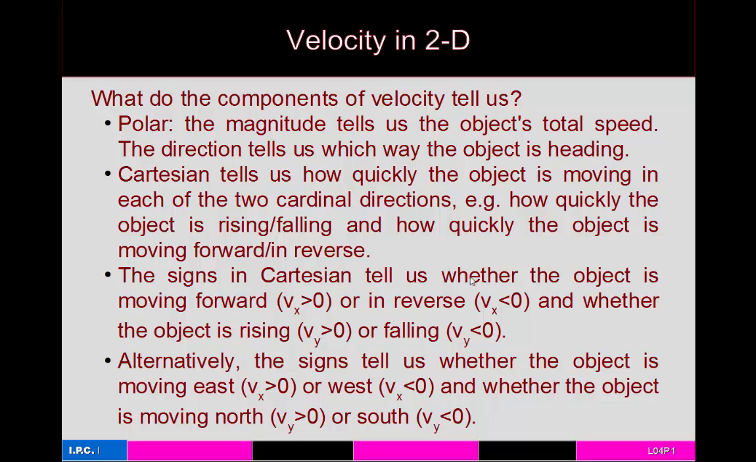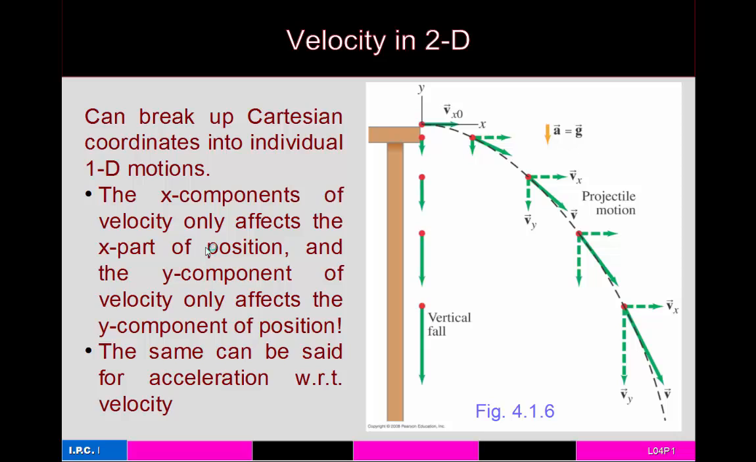Now the signs in the Cartesian actually are telling us whether the thing is moving forward or in reverse, and whether it's rising or falling. So usually forward means greater than 0 for vx, reverse means less than 0 for vx, rising is greater than 0 for vy, falling is less than 0 for vy. And alternatively, if you're using a map and this thing is just walking around on the ground, then usually x goes with east or west and y goes with north or south. So we can break up Cartesian coordinates into individual 1D motions.